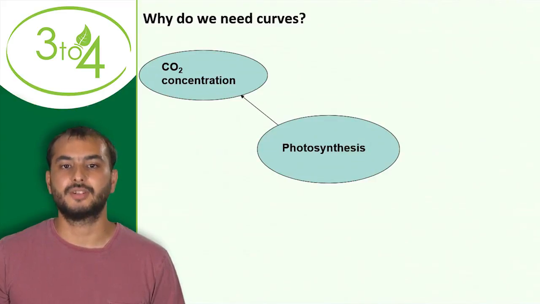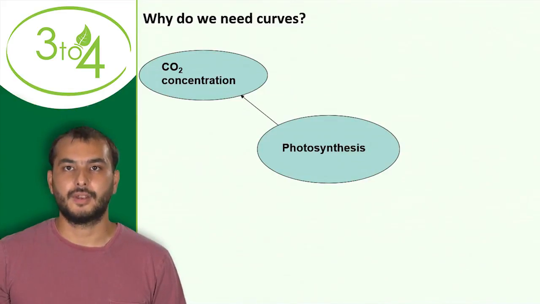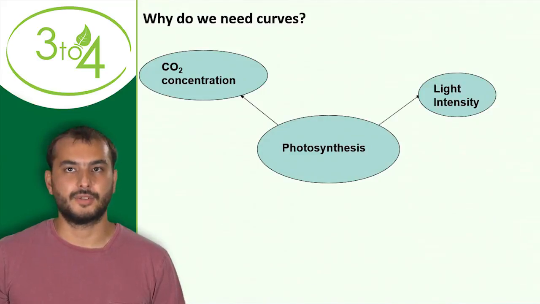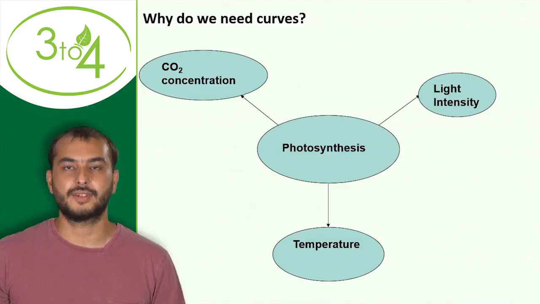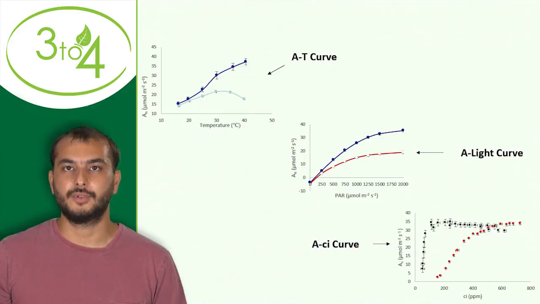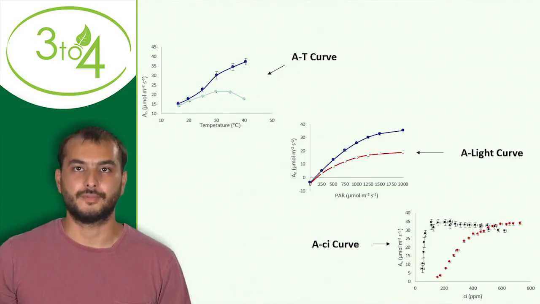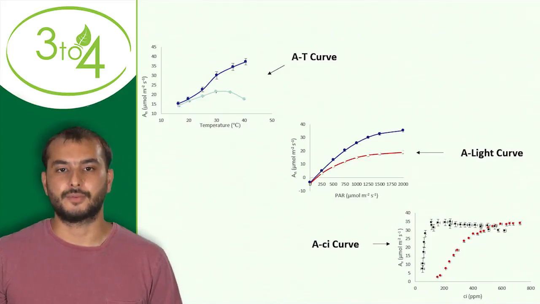So we came up with three curves. The upper left side is the A-T curve, which we call the temperature response curve. And in the middle, you can see the light response curve. And at the bottom, you can see the carbon dioxide response curve. So let's look at the first one.